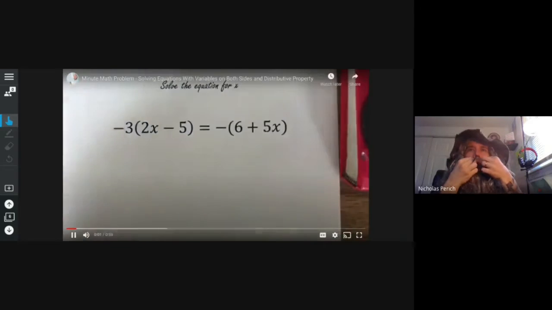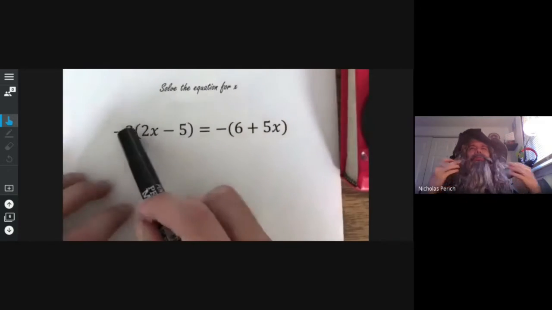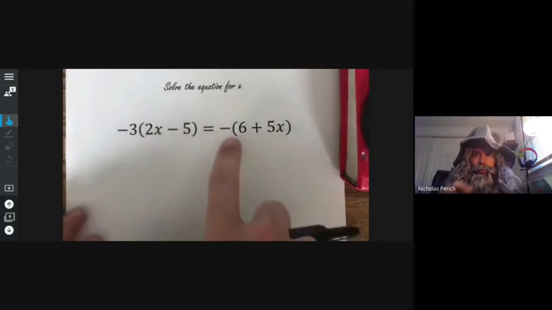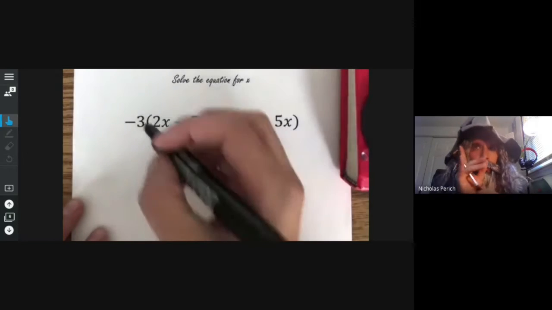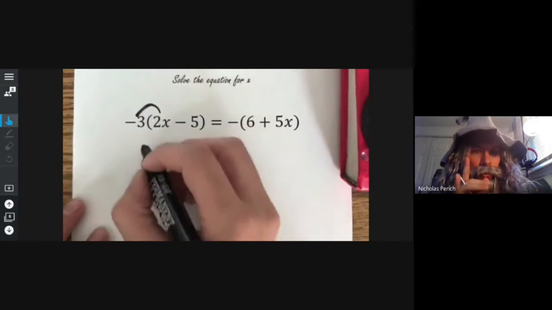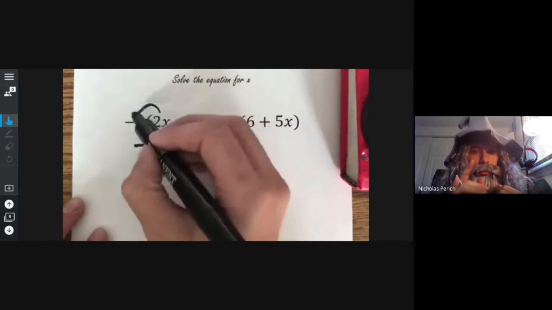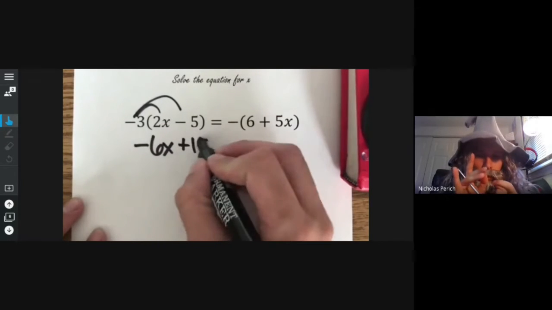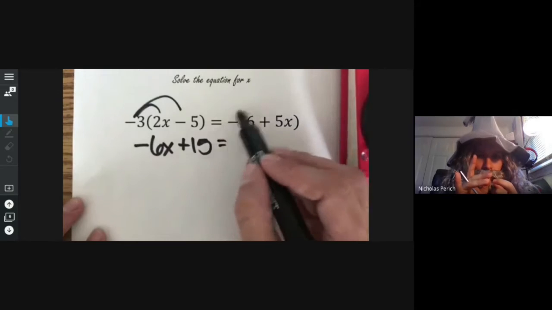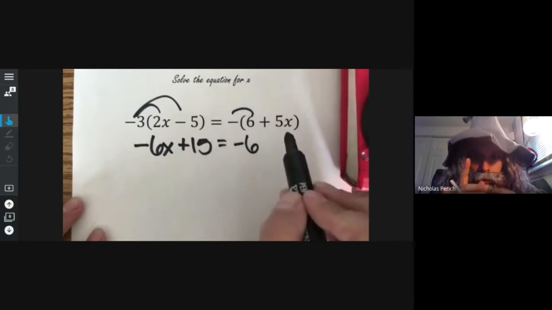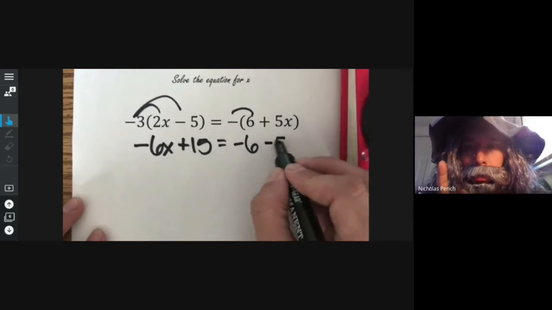All right, distributive property everywhere. We have -3 multiplied to a parentheses. We also have just a regular old negative multiplied to a parentheses. So let's get to it. -3 times positive 2x is -6x. -3 times -5 is positive 15. Negative times 6 is -6. Negative times positive 5x is -5x.